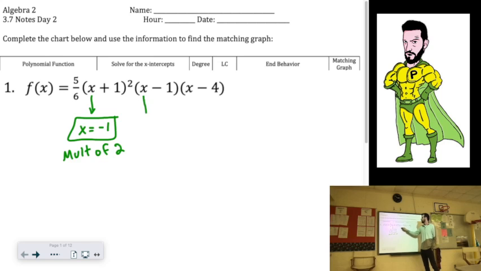Now this one would hit at positive 1. If it says x minus 1, we're solving the equation x minus 1 equals 0. So we add 1 to the other side. That's how we get the positive 1. And then over here, x minus 4, that means x will equal positive 4.